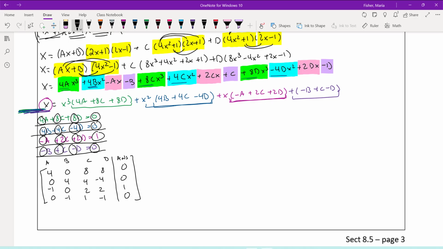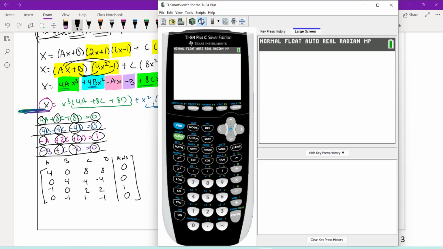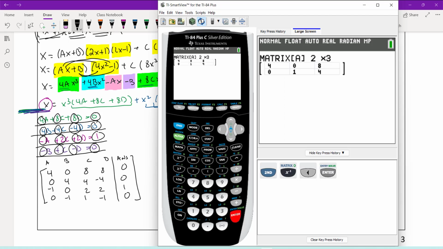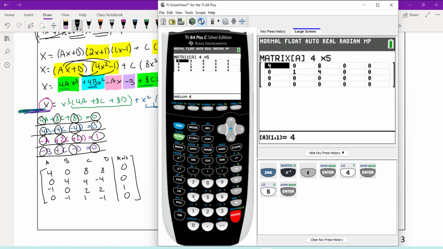Remember, the calculator is going to need us to do second and then matrix. And then we scroll 1 over to edit and hit enter. I always put all my matrices in letter A. This is a 4 by 5 because I have 4 rows and 5 columns. So I hit 4, enter, and then 5, enter. Now I start putting in those numbers.